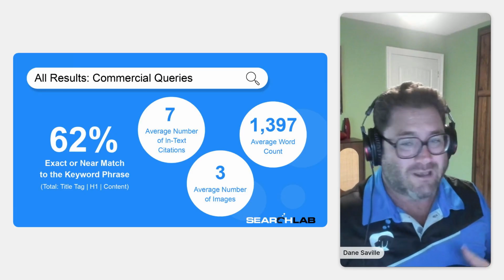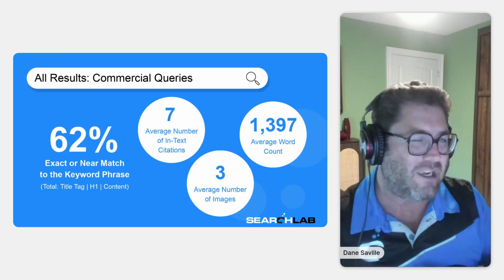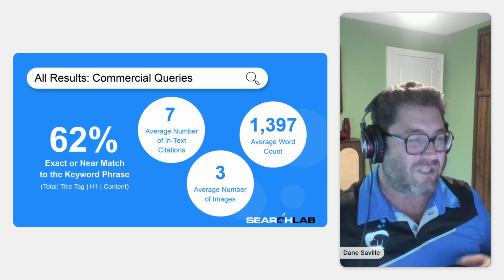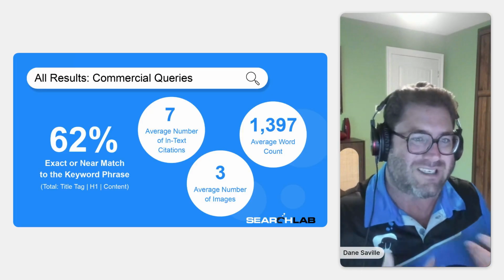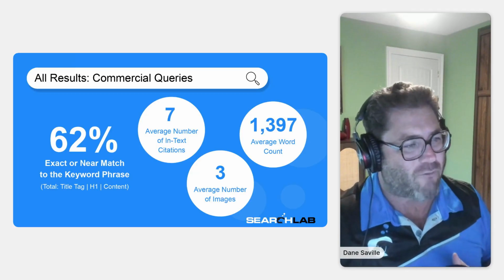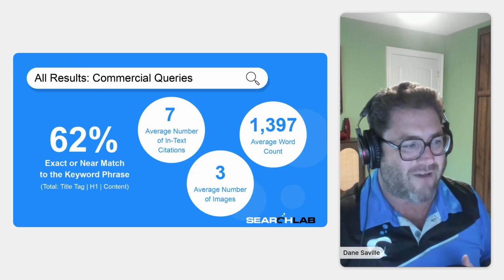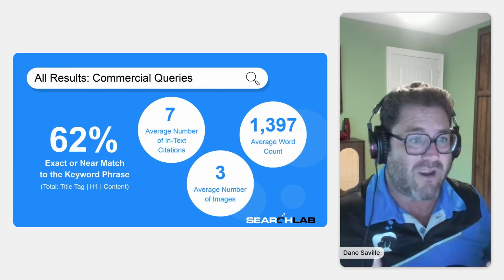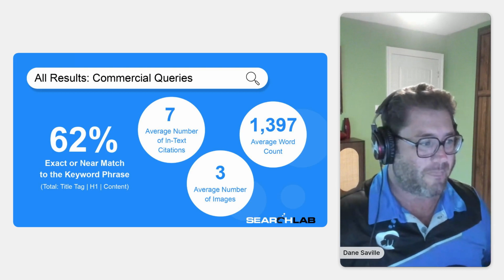So for commercial, we're seeing some more visually based searches, maybe not purely visual, but where media is important for people to see as they read and to break up the text. And you can see the average word count is 1,397. So again, still a very, very robust word count for those commercial-oriented searches.